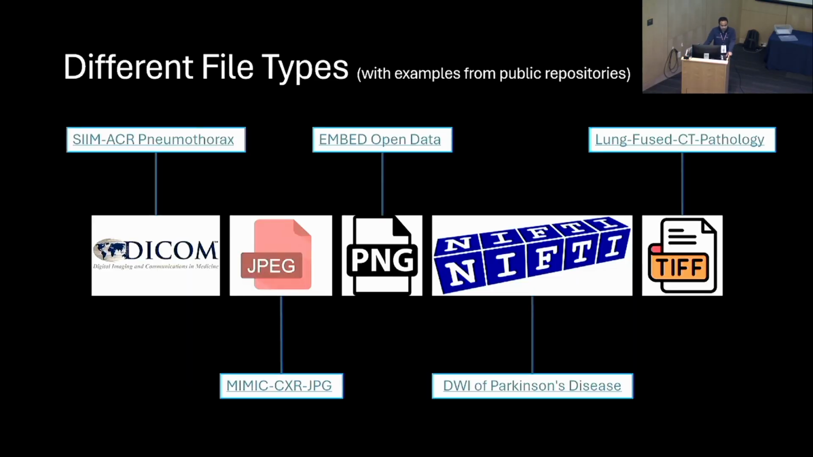There are different file types if you look at different repositories online. So for example here, the SIIM-ACR pneumothorax is in a DICOM format. If you click on the MIMIC chest X-ray, it's a JPEG. Our open data set for EMBED is in PNGs. We have the NIfTI file, which is mainly for the neuroimaging data sets. And there's the TIFF file, usually for pathology. And here we have a data set for lung fused CT and pathology.